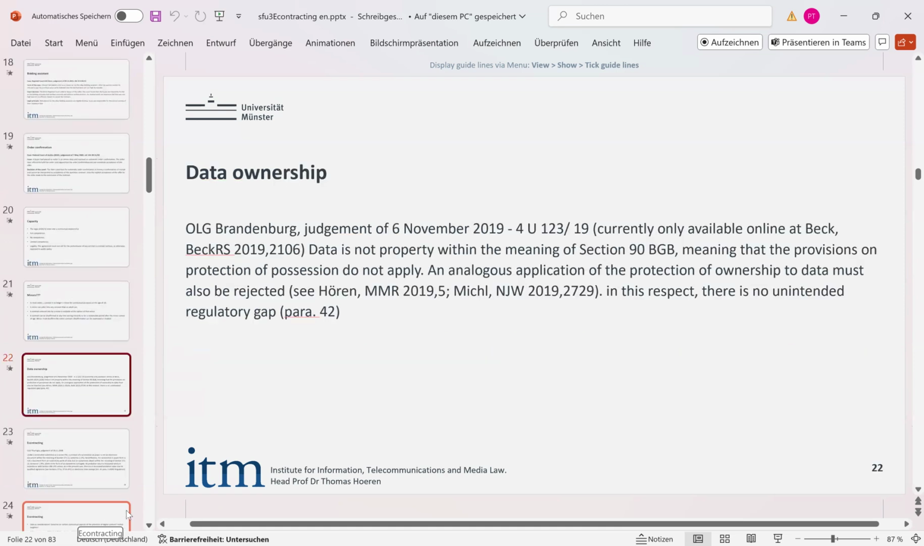Data ownership. I've written down one decision from Brandenburg, where the court has said data is not property, so the law of possession cannot be applied. An analogous application must also be rejected, and I hate this court because it cited me and said, see, a stupid law professor called Hoeren had a totally wrong idea to apply the law of possession to goods.